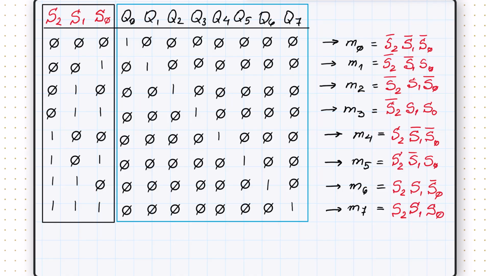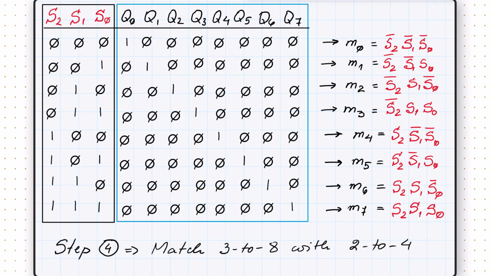The next step is going to be to find a way to use 2 to 4 decoders instead of directly one big decoder that transforms 3 inputs to 8 outputs. The logic in here has to be based on the number of inputs and outputs. The 2 to 4 decoder is going to give us 4 outputs, so if we use 2 of them, we're going to end up with 8 outputs, which is good.